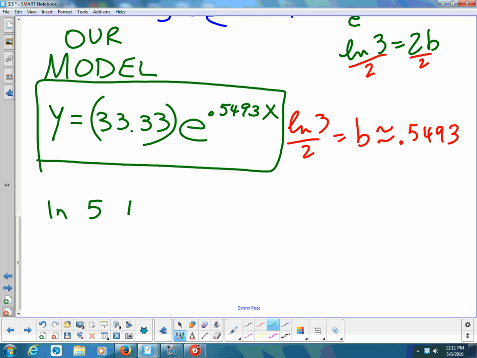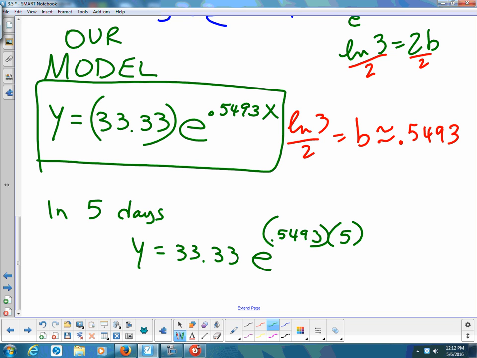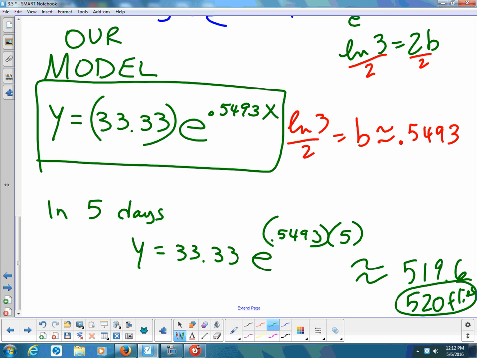Yes. In 5 days, we will have 33.33 times e to the 0.5493 times 5, and that is approximately what? 519? Yeah, 519.6, so maybe 520 flies. Let's not count parts of flies. Are we okay with this?